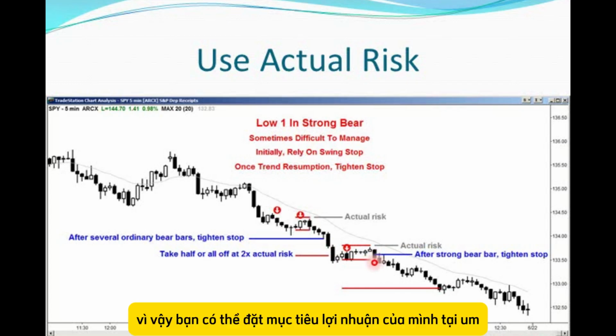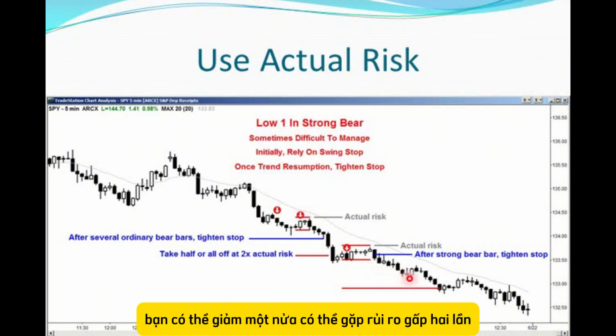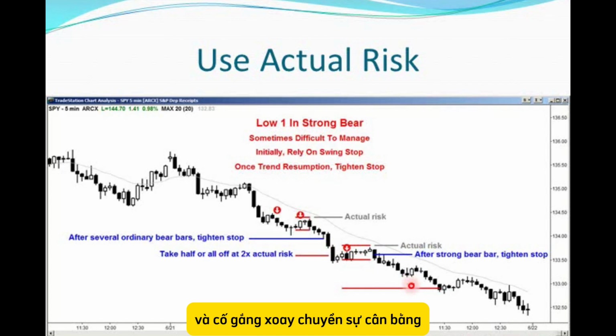So you could set your profit target at 1 time risk, 2 times risk. I probably would go for 2 times risk, given that the 1 time risk is too small given the size of this trend. Okay. But anyway, you could take half off maybe at 2 times risk, move your stop to break even, and try to swing the balance. So you would have exited over here.